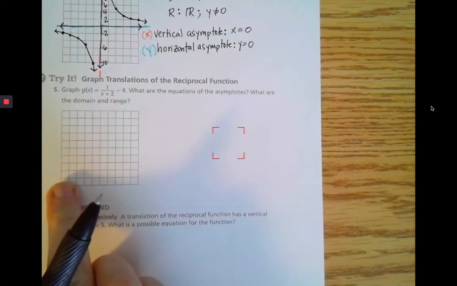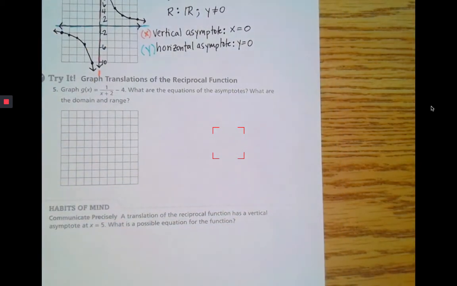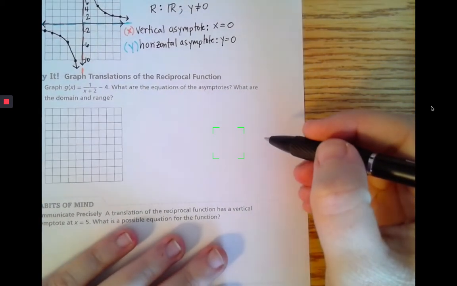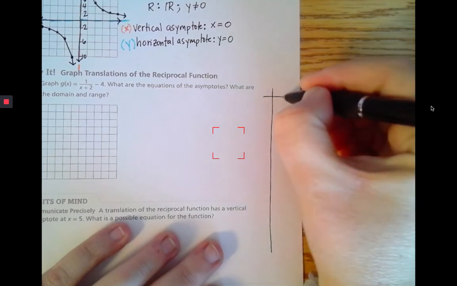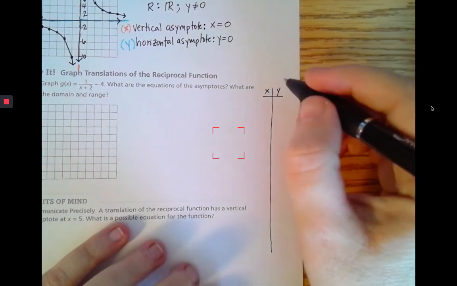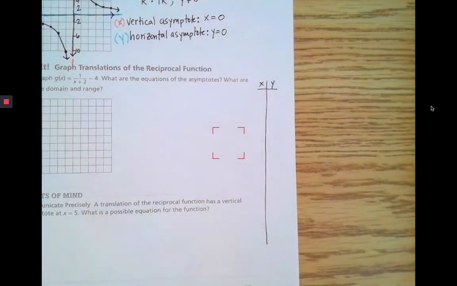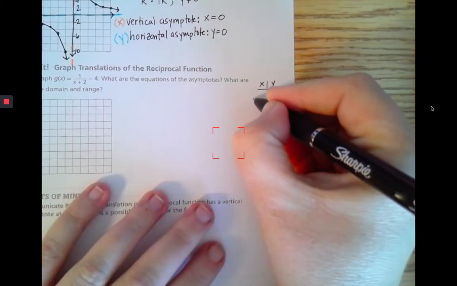All right, the next graph, y is equal to 1 over x plus 2 minus 4. Just to kind of speed up things, I'm going to just tell you what our values are. We'll start at -7 and go to +3.